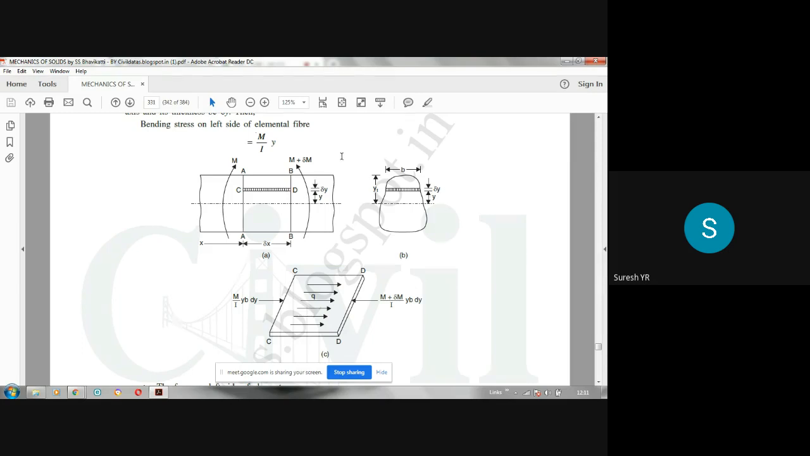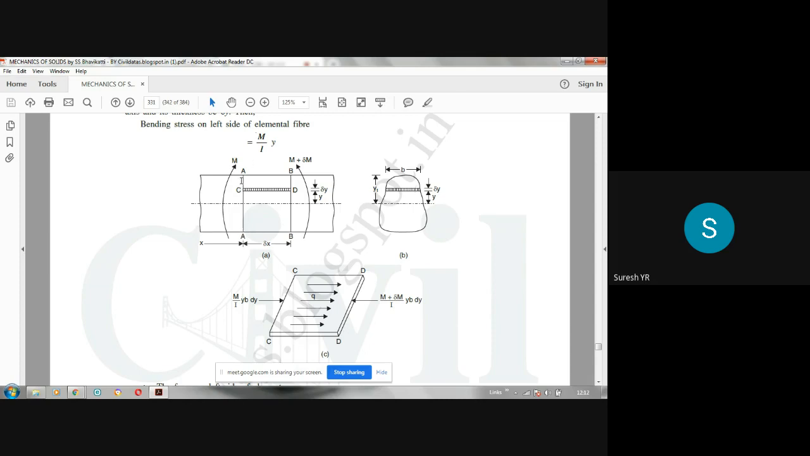See, this has to be understood. So these are the dimensions. Delta x is the length of this elemental strip CD. B is the width of CD. YT is the distance of the top fiber from the neutral axis. Y is the distance of the elemental strip CD from the neutral axis. Delta y is the thickness of the elemental strip. And M is the bending moment here.